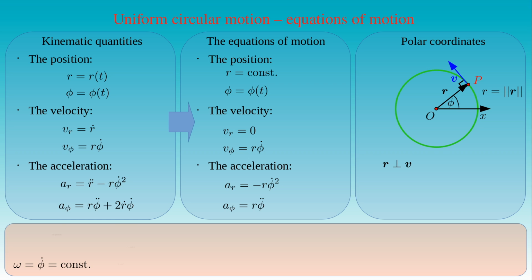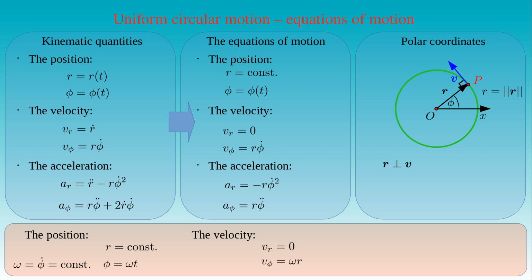The position of the body is given by the radial coordinate r, which is equal to the radius of the circle, and the azimuthal angle phi, which is equal to the angular velocity omega times the time t. The velocity of the body is the following. Its radial component vanishes, while its angular component is equal to the angular velocity omega times the radius r.